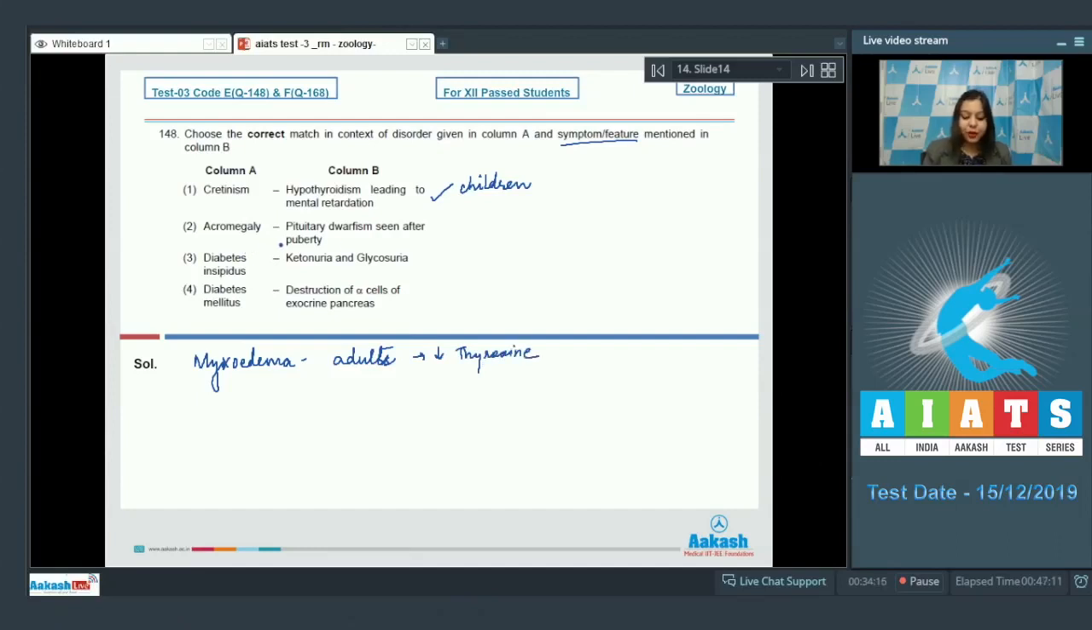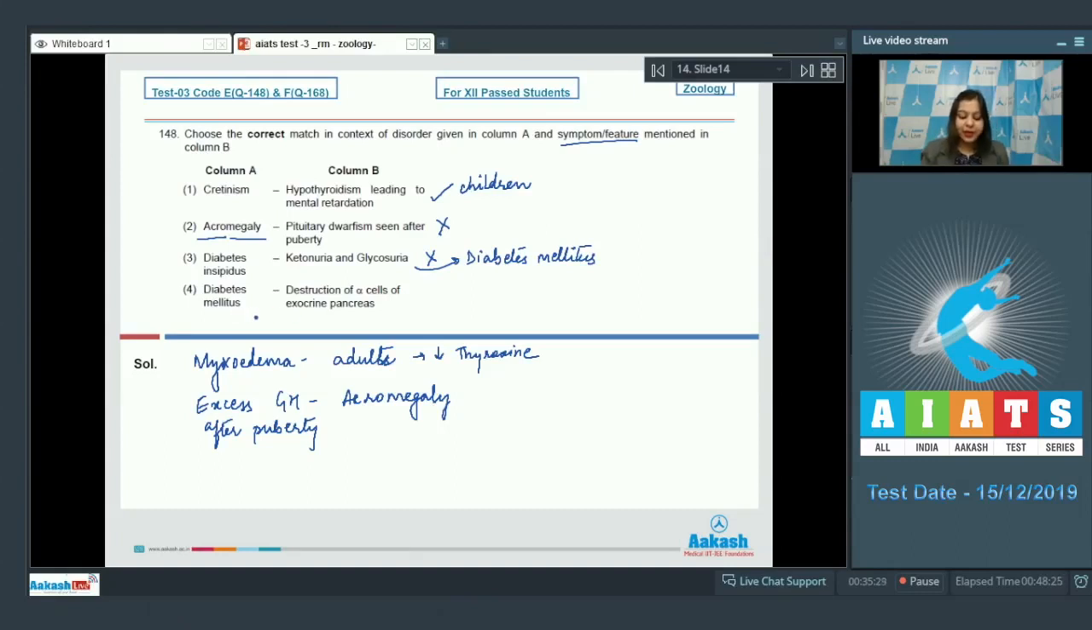Let us see the second option, acromegaly, represented by pituitary dwarfism seen after puberty. So acromegaly, acro means extremities and megaly means enlargement. So excess of growth hormone after puberty will lead to acromegaly, whereas excess of growth hormone in childhood leads to gigantism. So this is incorrect as it does not cause dwarfism. Number 3, diabetes insipidus. Symptoms are ketonuria and glycosuria. This is also incorrect as these are the symptoms of diabetes mellitus.